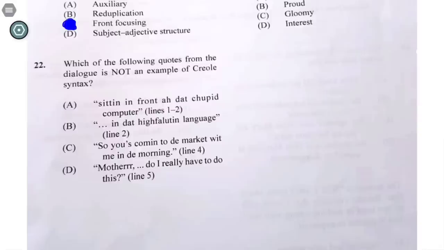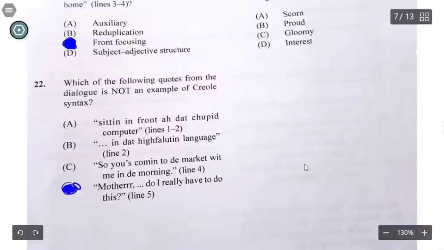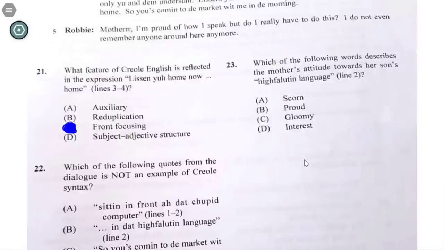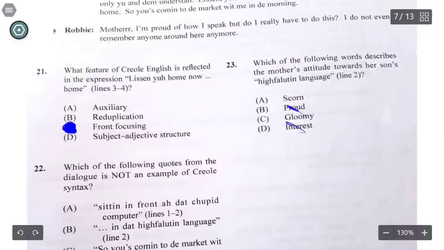23. Which of the following words describes the mother's attitude towards her son's high-faulting voice? Scorn, proud, gloomy, interest. She's not interested, she's not proud, and I wouldn't say gloomy either. So I'd go with scorn as the best answer for this.